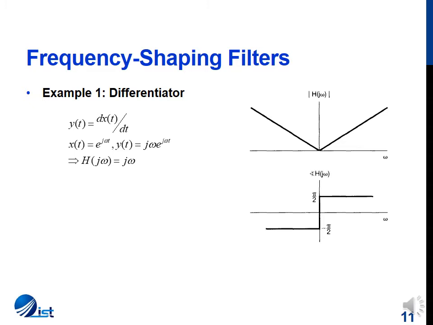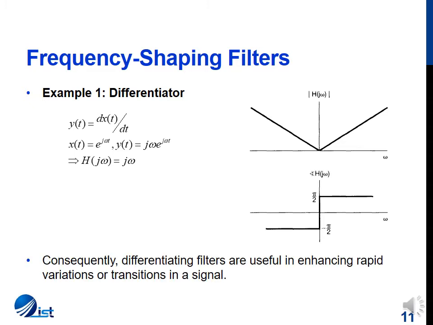So what is the use of a differentiator? Well, differentiating filters are used to enhance rapid variations or transitions in a signal. In the image processing case, this is also known as edge detection. That is, we want to see where there is a rapid variation in the signal. This is illustrated in the next slide.